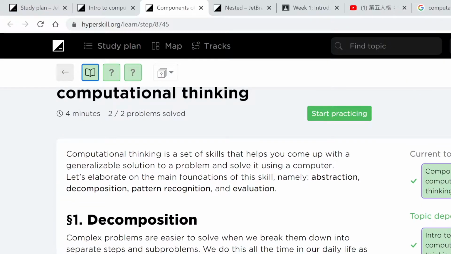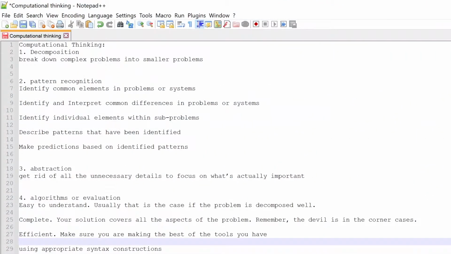Now first, for decomposition. There are complex problems in life. You can break them down into smaller subproblems and separate steps. You can solve them easier by solving the subproblems one by one, so it won't sound as hard.